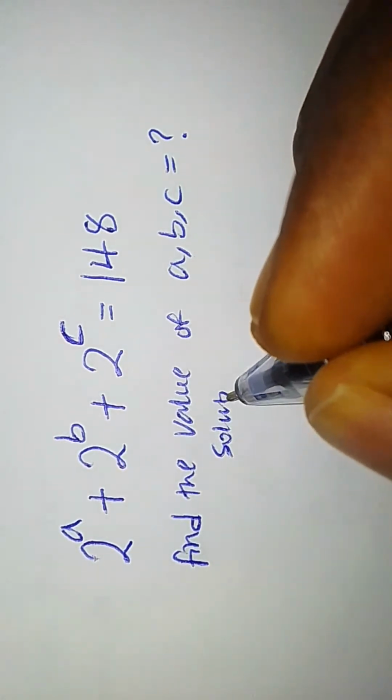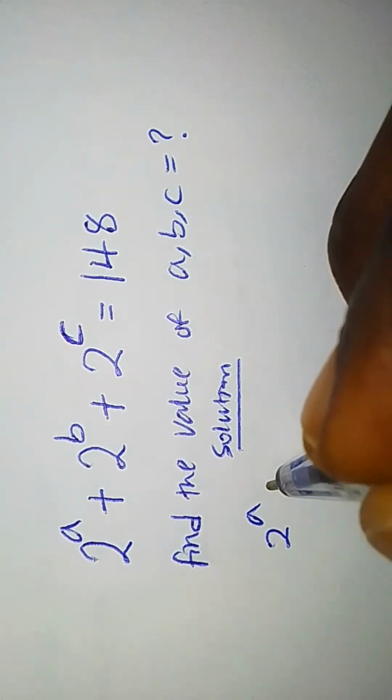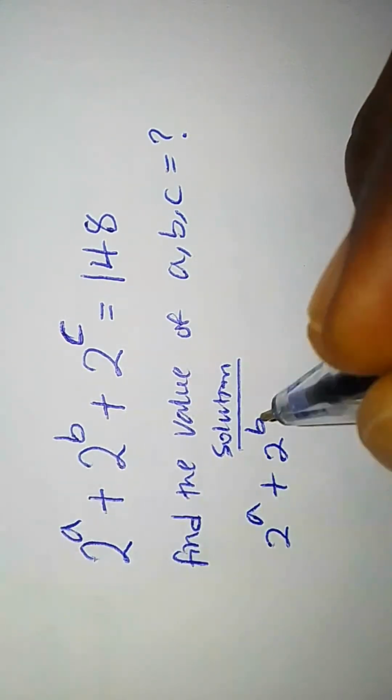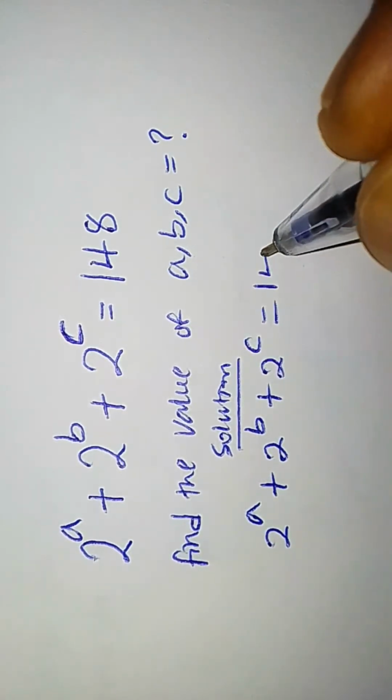Solution. We have 2 to the power of a plus 2 to the power of b plus 2 to the power of c equal to 148.